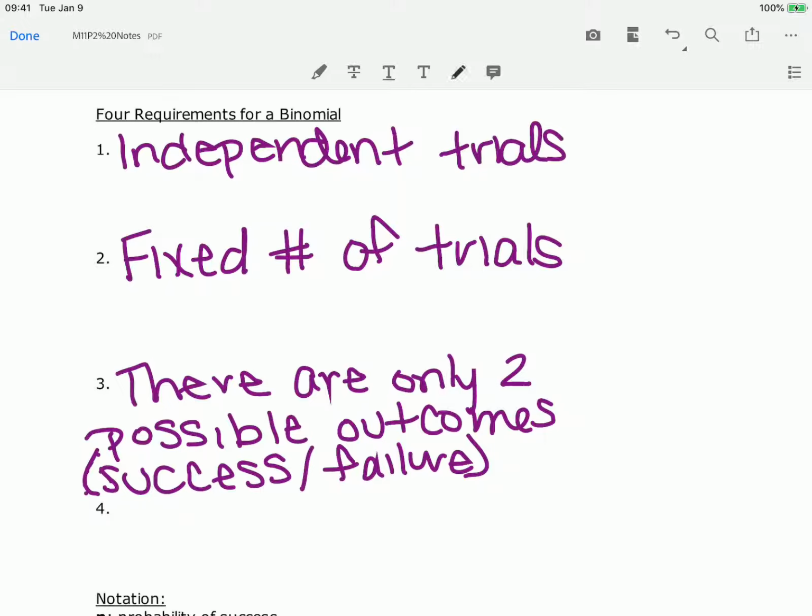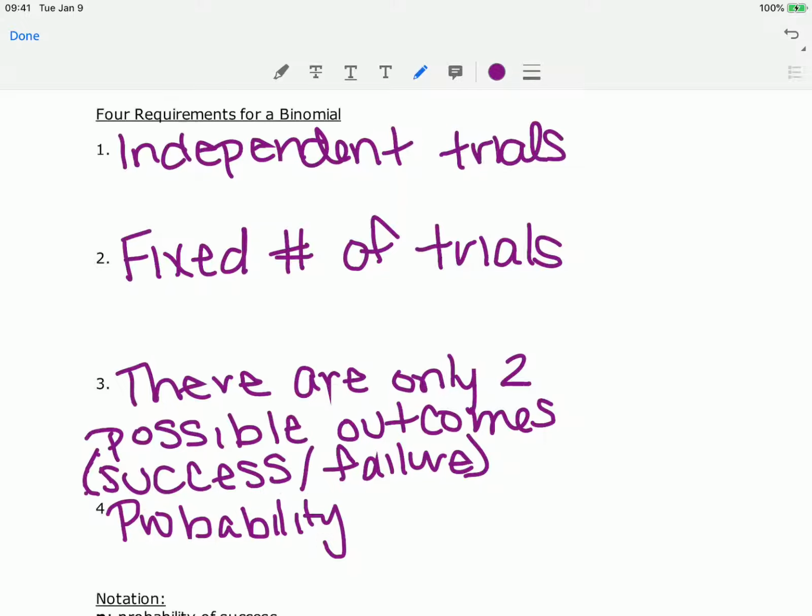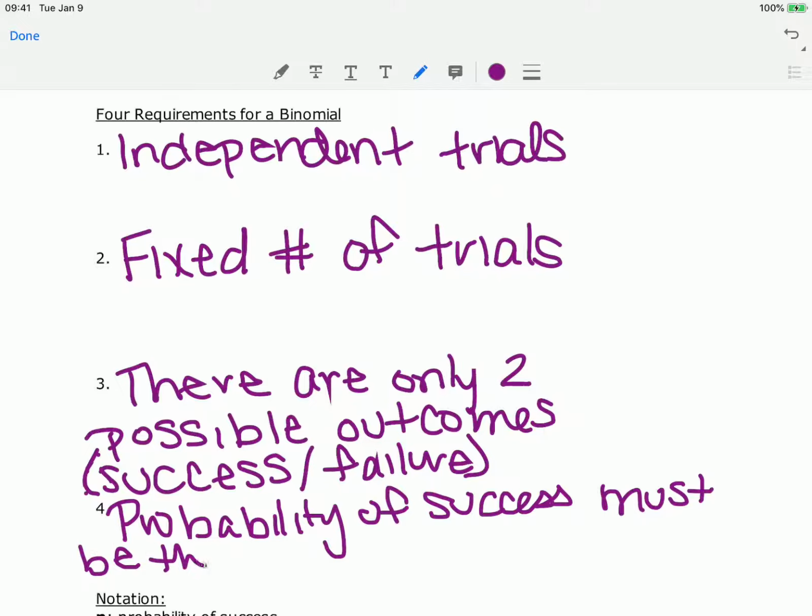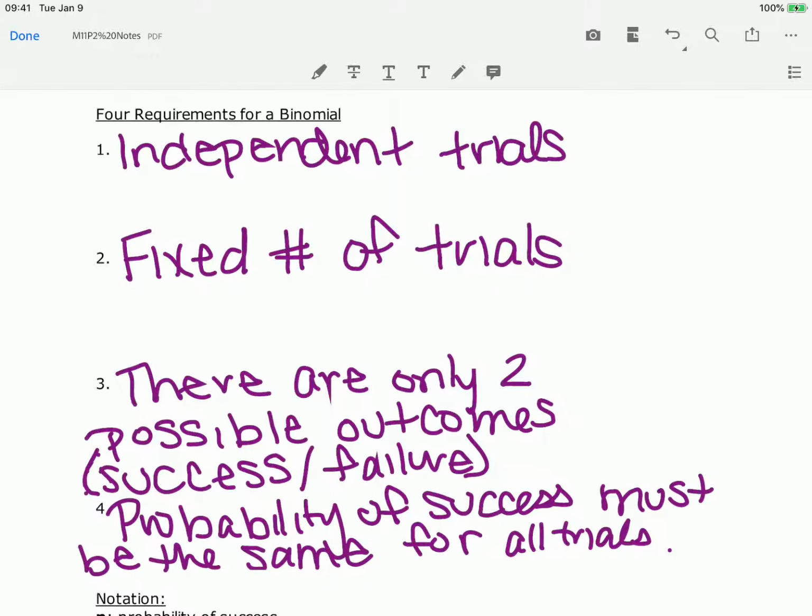All right, and then the last requirement is that the probability of success must be the same for all trials. So we can't do anything where we're sampling without replacement.